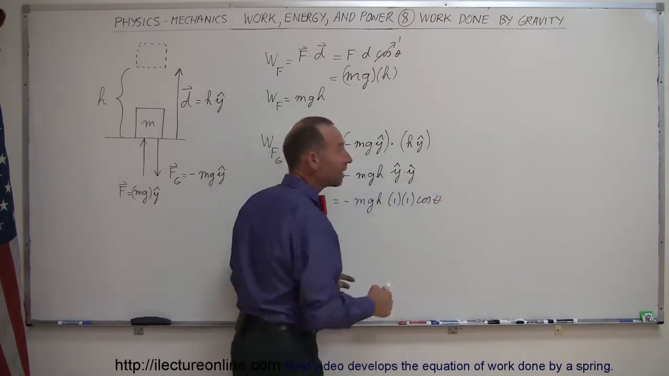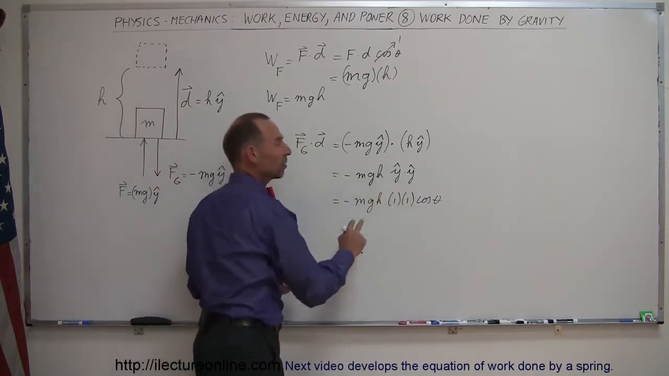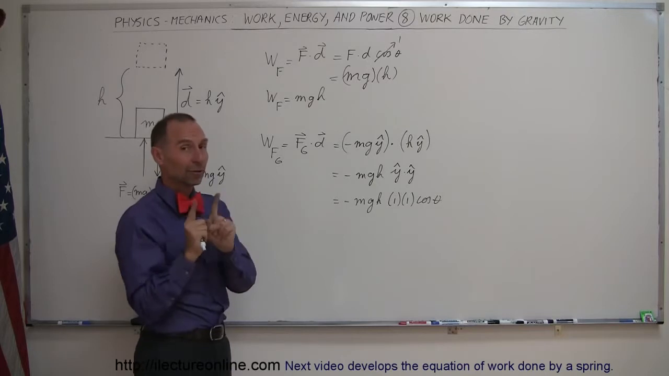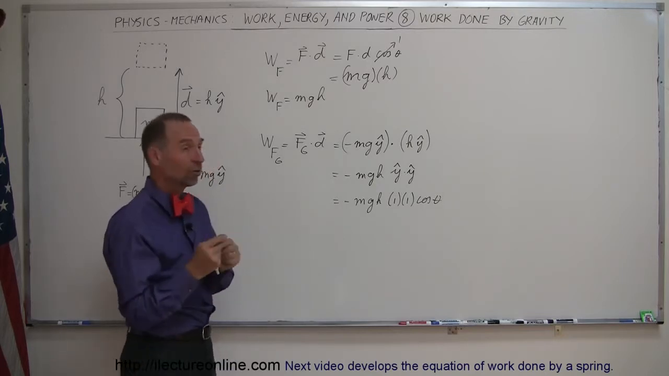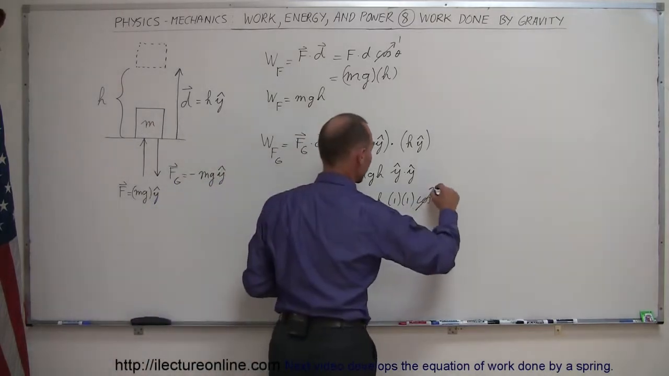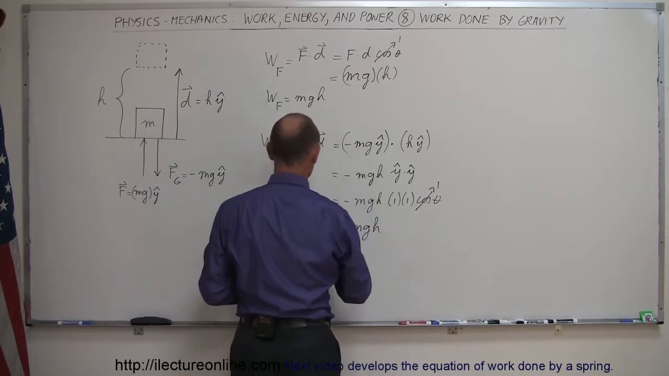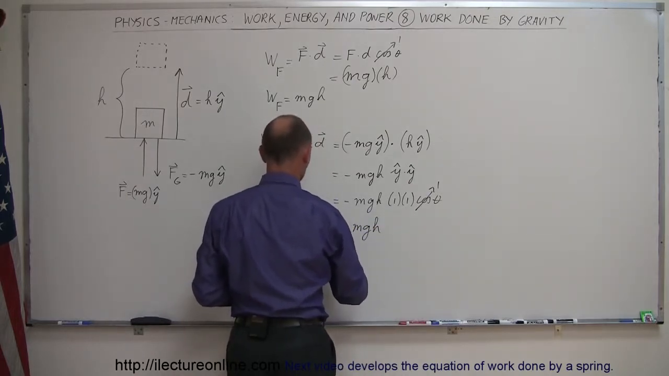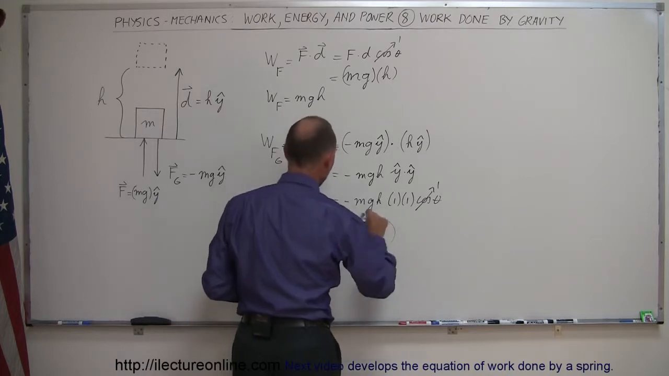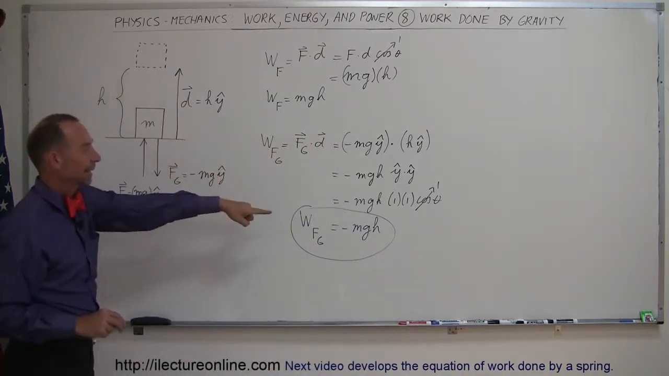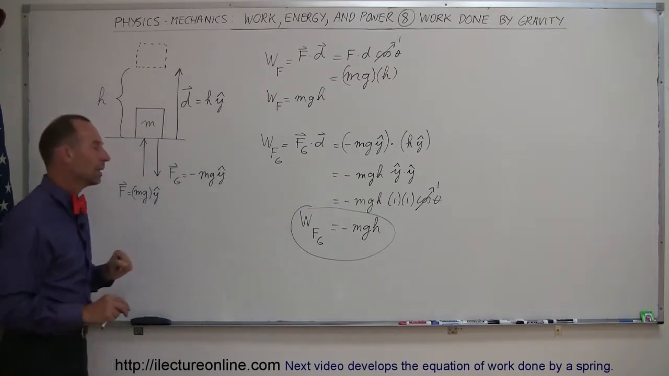Now this is the angle between these two unit vectors, and those two unit vectors are both positive, pointing upward, so therefore the angle between them is 0, and the cosine of 0 is 1. And so this becomes minus mgh. So the work done by the force of gravity is equal in magnitude to the work done by the force that pushes it up, but it's a negative quantity.